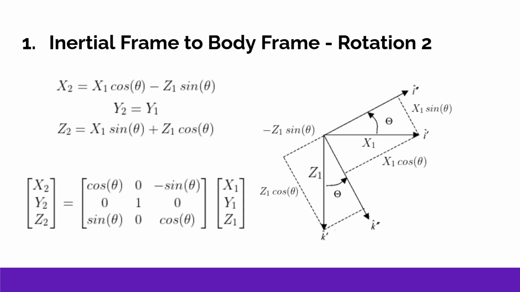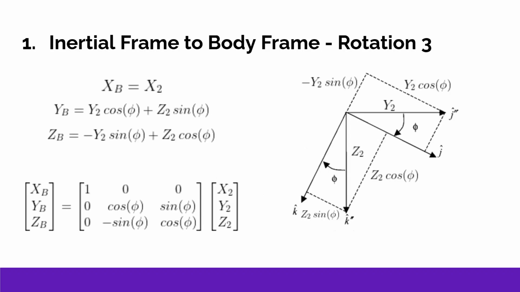And because we're rotating about the y-axis, y2 is going to be equal to y1. So now we have enough to construct our second rotation matrix, and we can multiply that by our vector components in the first intermediate frame, and that will yield the new components of the same vector, but this time in the second intermediate frame. And that is going to be x2, y2, and z2. On to the last rotation.